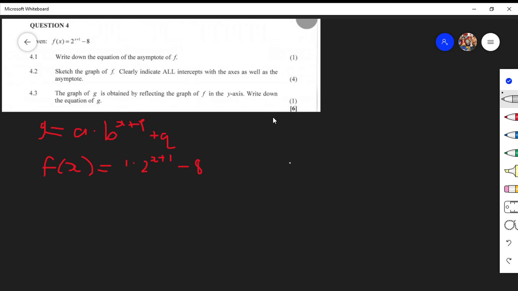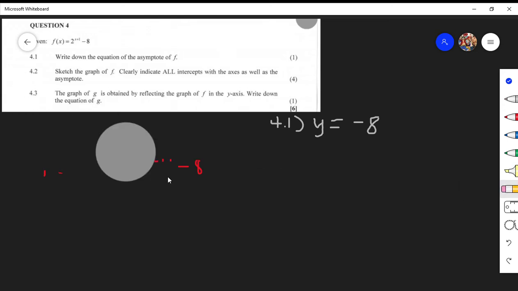So to answer the first question, question 4.1, we can see that the asymptote of f is y is equal to negative 8. Because I remember previously I told you that the asymptote of an exponential function is the horizontal asymptote. It's only got one asymptote, which is the q value. And our q value here is negative 8. Okay. The next question is question 4.2. So 4.2 wants us to sketch.